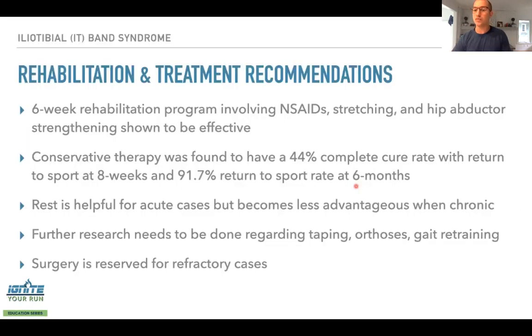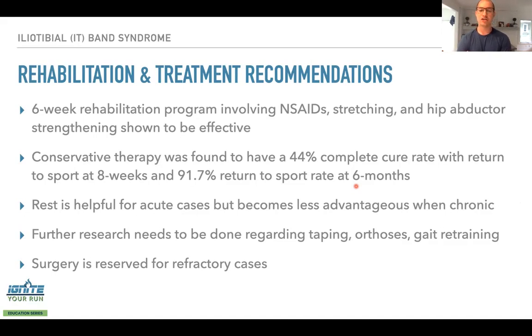Now, the question is, what do we do moving forward? So there are some basic rehab and treatment recommendations. Research shows that a 6-week rehab program involving anti-inflammatories, stretching, and hip abductor strengthening has been shown to be effective. So again, which one of these things is it? Is it one of them? Is it the combination of all of them together? Not sure. They didn't do a good job of really teasing these out to see what was the most significant throughout that rehab program.